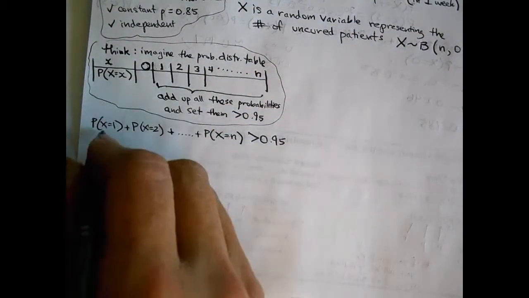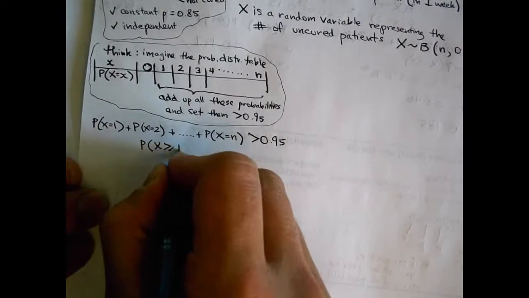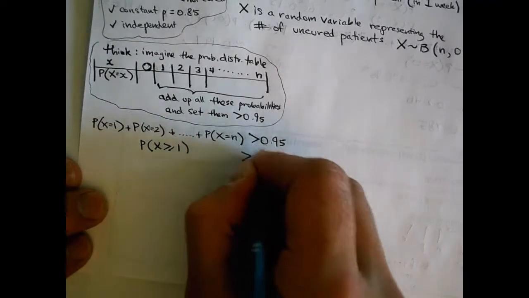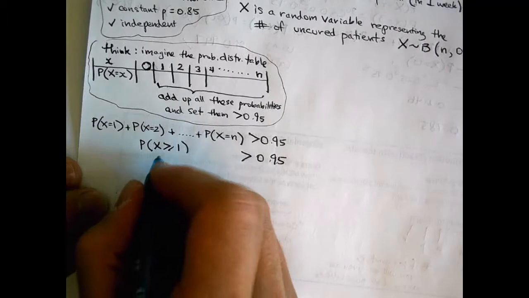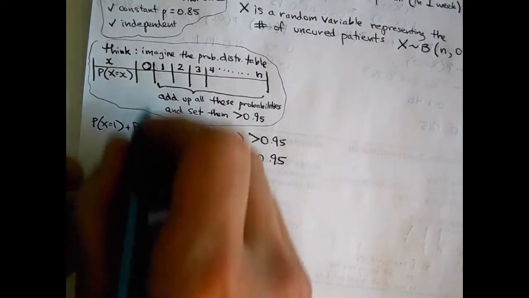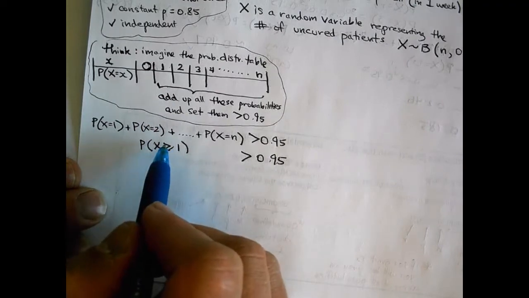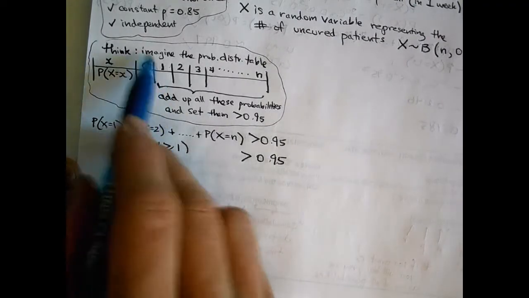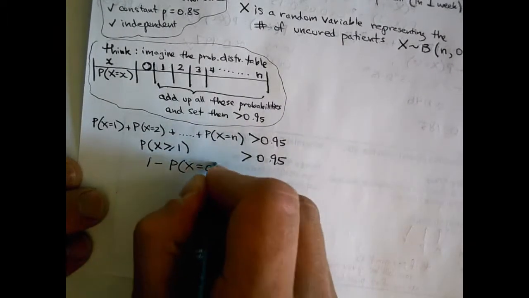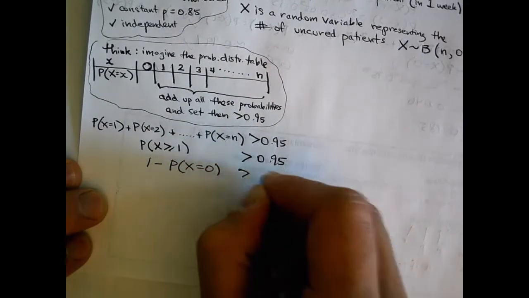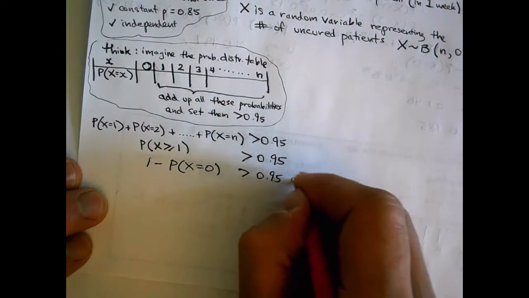I can rewrite this. Well, this is all the X's from greater than or equal to 1. Again, it's greater than 95%. We know this then is the complement, right? I can find the complement just by subtracting from 1 the probability of no successes. So 1 minus probability of X is equal to 0. We'll just make a little note of what we're doing. So that was the complement.